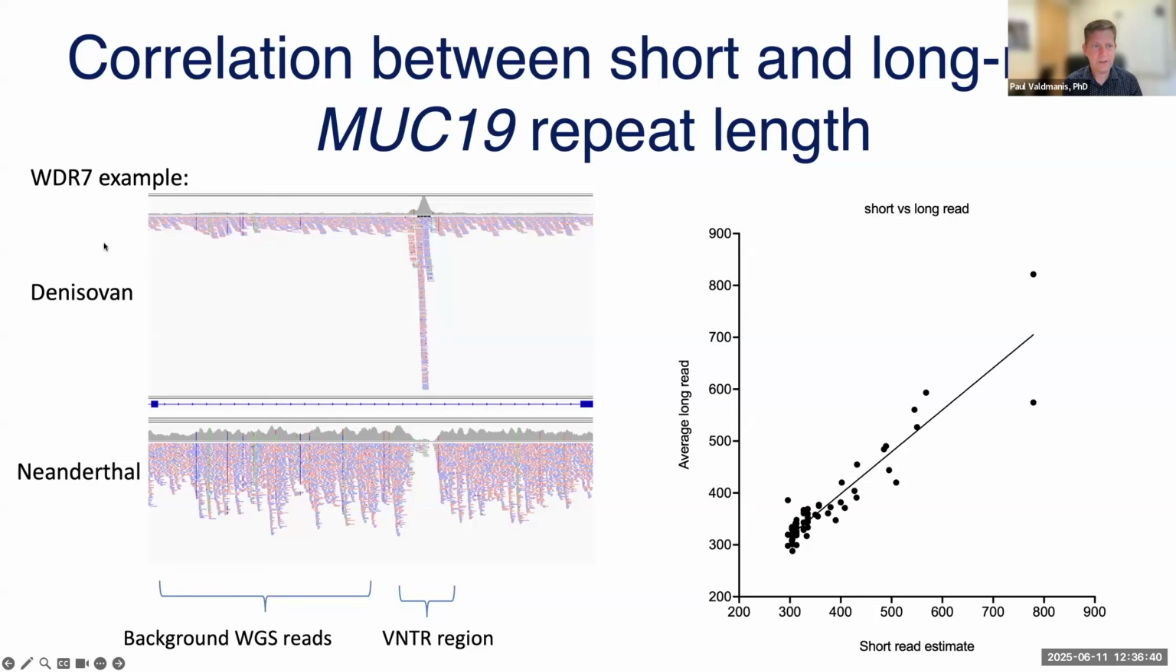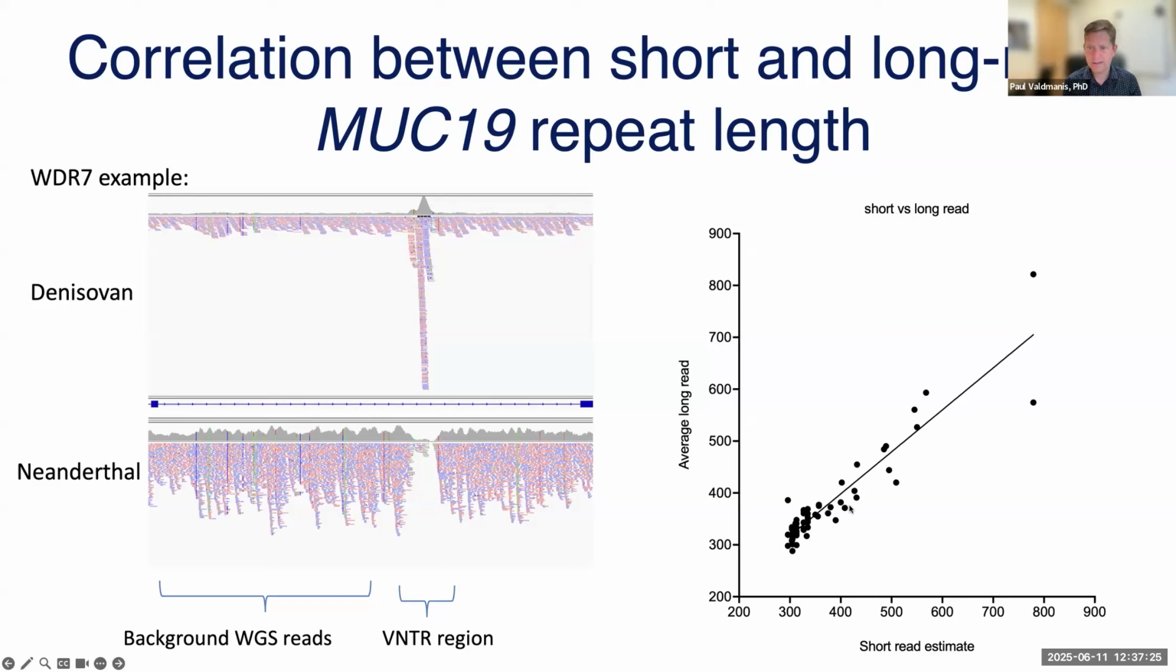And so on the left, this is an example of, for instance, the WDR7 repeat. And these are individual sequence reads on an IGV track. And you can see that the density of the reads is fairly consistent across non-repetitive regions. But as soon as you get to the VNTR, you have this pileup of reads suggesting that the repeat expansion in Denisovans at WDR7 is much larger than the reference genome at this position. Conversely, Neanderthals actually have a paucity of reads in this, so the number of reads that map to the VNTR is much lower than the rest of the background genomic region, suggesting that Neanderthals have a shorter repeat for WDR7 compared to the reference genome.